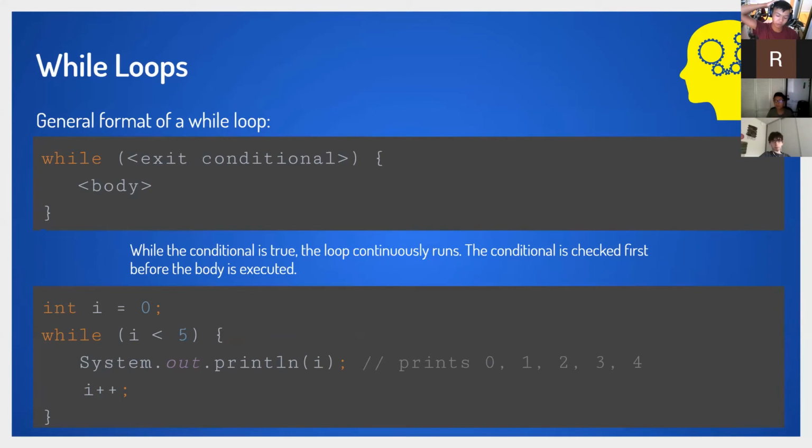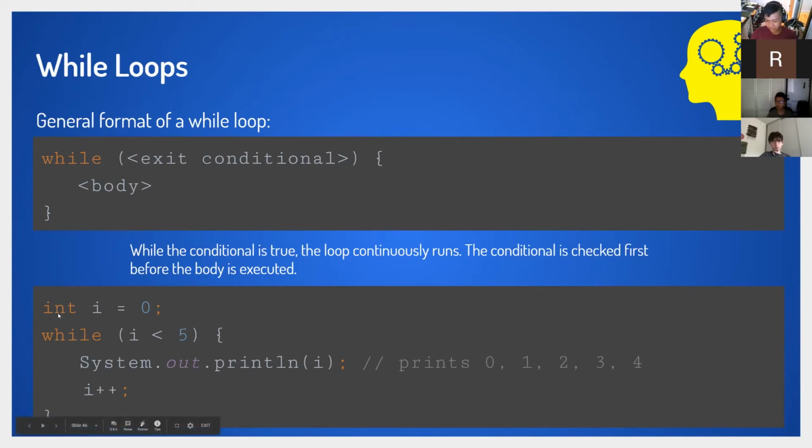And also, let me think. You could keep a counter, and you can do some more extra manipulation or whatnot. But in general, a while loop is a for loop, but kind of stripped down. Okay, so the general format is just while, parentheses, exit conditional, and you got your body. And while the condition is true, the loop will run, and the condition is always checked before the body is executed. You can see here, this is the for loop but expanded as a while loop. Okay, so int i equals 0, while i less than 5, blah, blah, blah, i++.